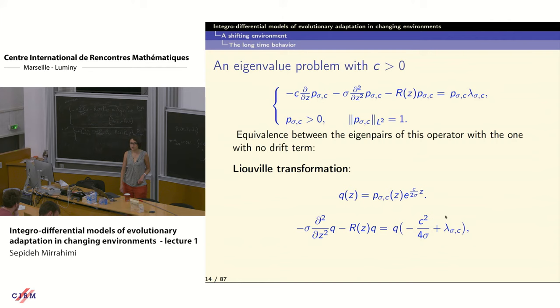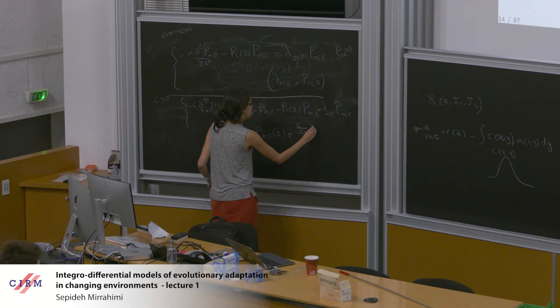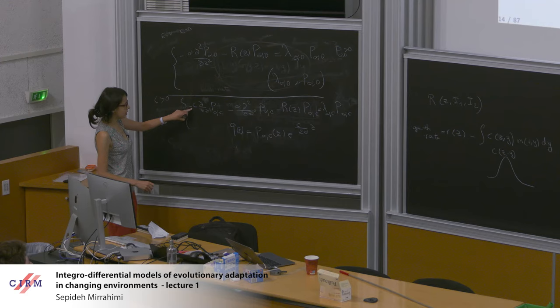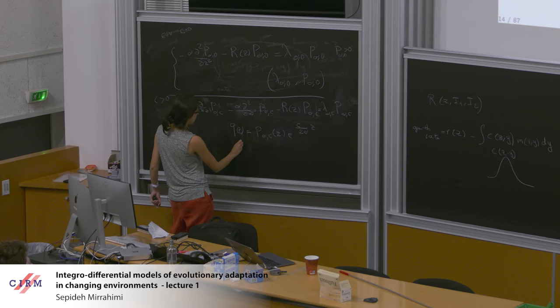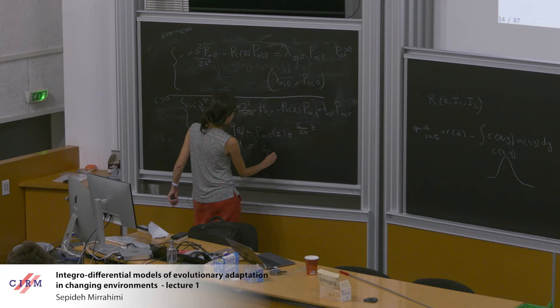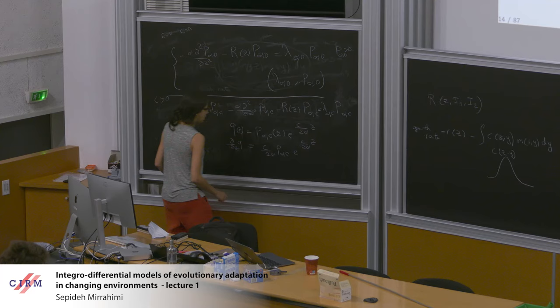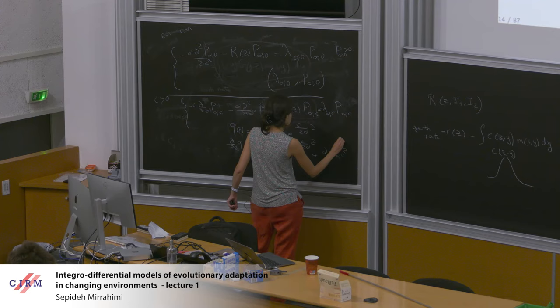But there is indeed a relation between the eigenvalues of this operator and this operator. We can see that if we perform a Liouville transformation on p sigma c, that is, we write q of z is equal to this p sigma c of z times exponential c over 2 sigma z, then d over dz of q would give you c over 2 sigma p sigma c times exponential c over 2 sigma z, plus dz p sigma c exponential of c over 2 sigma z.